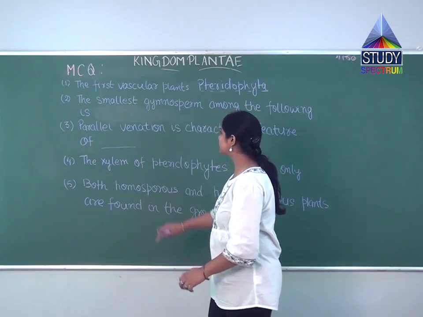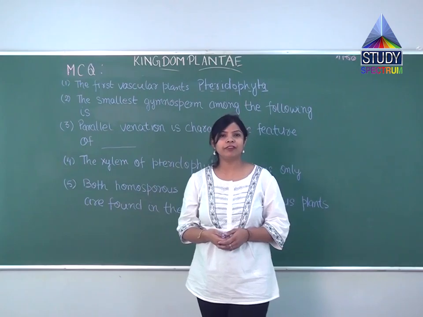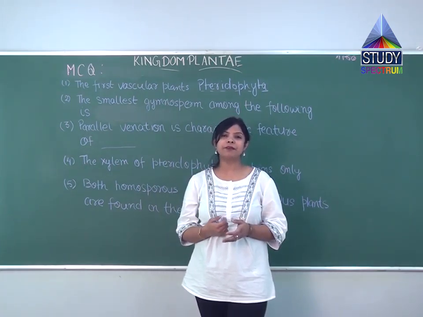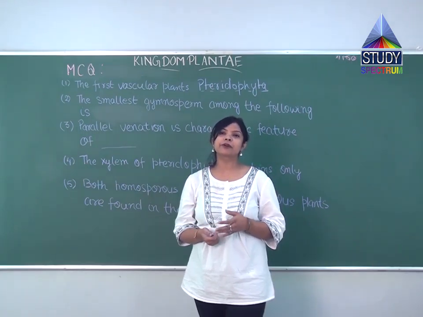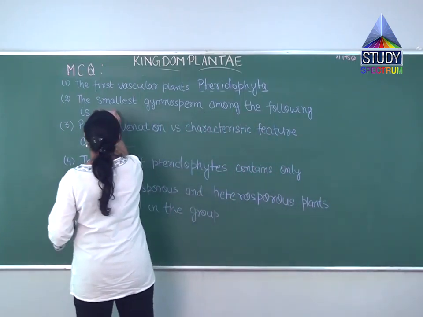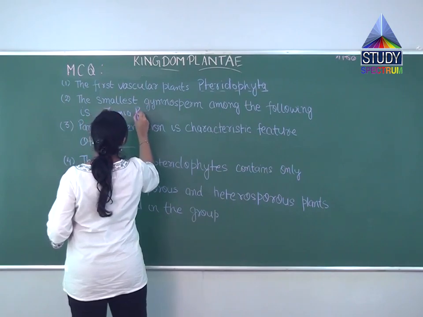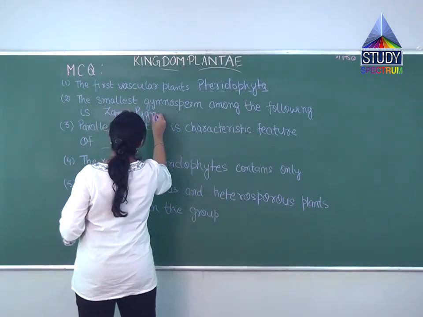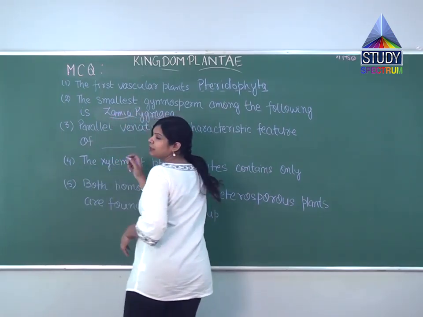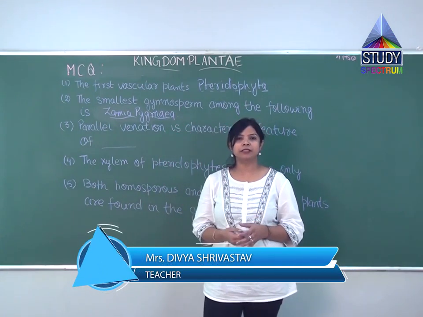Now the next question is, the smallest gymnosperm among the following. So options are Wolfia, Zamia pygmaea, Sequoia sempervirens and Taxodium mucronatum. So the answer will be Zamia pygmaea. It is the second option. Zamia pygmaea will be the answer for the smallest gymnosperm among the following.